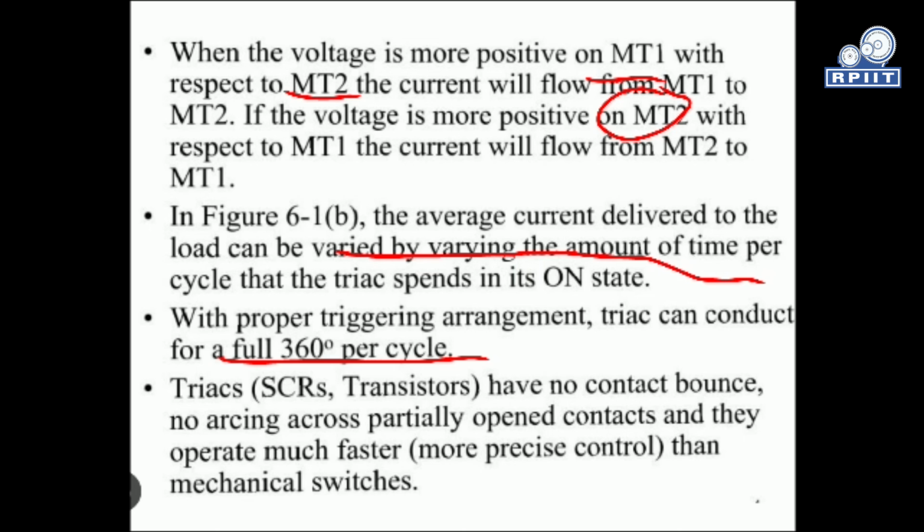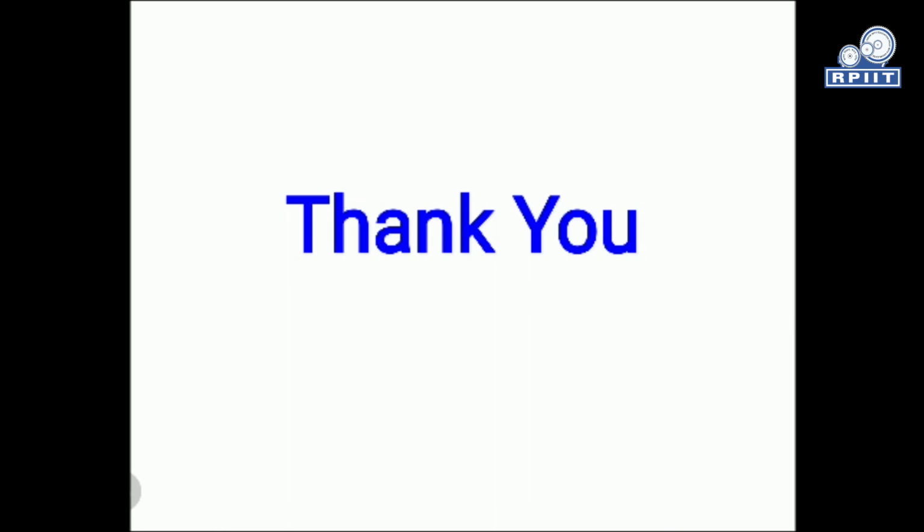Triacs are basically SCR and transistor based devices and have no contact bounce and no working across partially open contacts, and they operate much faster than mechanical devices. During turning on and off at high frequency, there is no arcing or bouncing between the contacts. So they operate much faster than mechanical devices. Thank you very much. This is all about the triac construction and the principle of the triac.